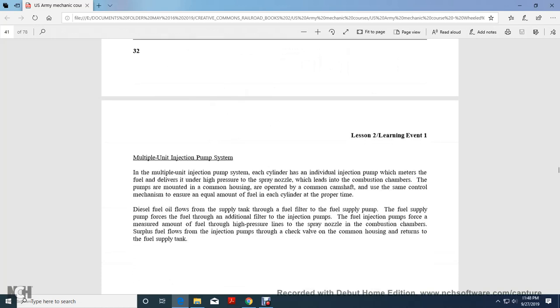Alright, the multiple unit injection pump system. Each cylinder has an individual injection pump, where the measured fuel is delivered at high pressure to the spray nozzle that leads to the combustion chamber. The pumps are mounted in a common housing and operated with a common shaft. They use the same control mechanisms and deliver an equal amount of fuel to each cylinder at the proper time.